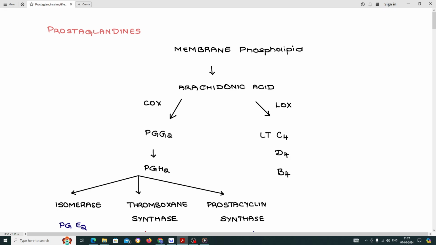So in this class you're going to learn about what are the important things under prostaglandins, what are the prostaglandin preparations which are available for clinical use, and what are the side effects.